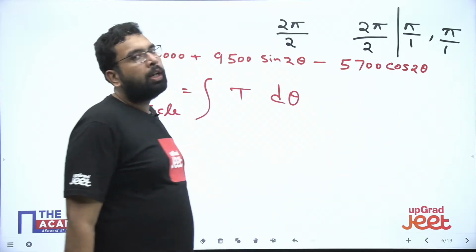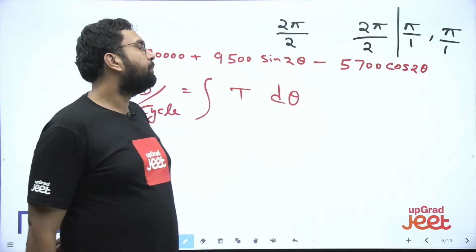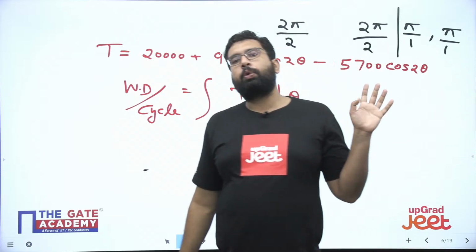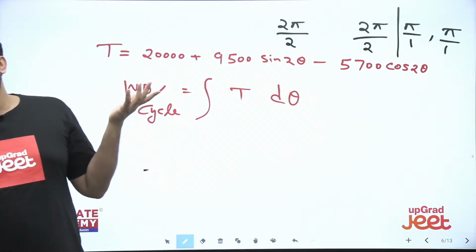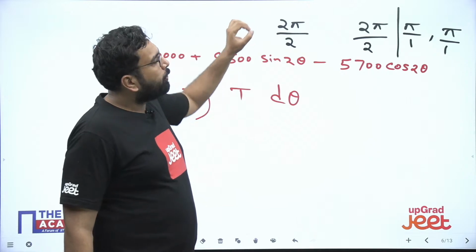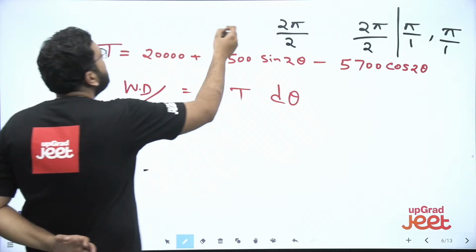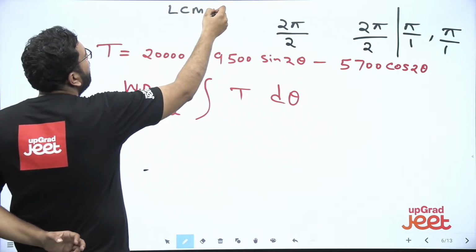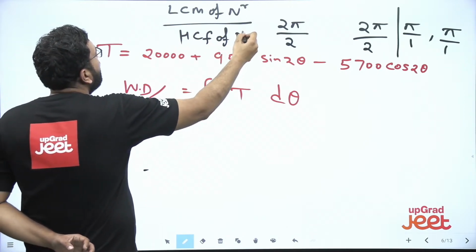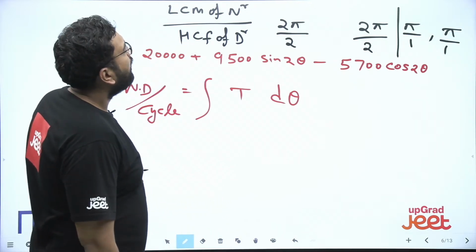Now you have to take whatever fractions you are getting this way. Let's suppose there may be some more trigonometric ratios out there, like if tan is also there. The tan cycle goes up to pi. So you will have to write that fraction, and whatever fractions you have, you will take the LCM of the numerator divided by the HCF of the denominator. This is all you have to do.